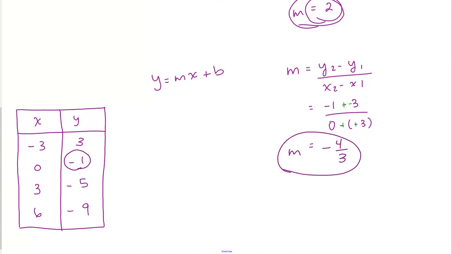So we are just going to take these and plug them into our formula here. So y equals m, which is equal to -4 over 3, x plus, and our y-intercept is -1. We can just simplify and write it like this. And that's it.